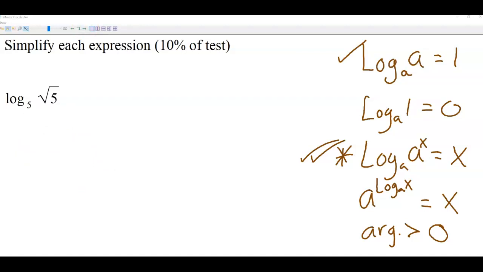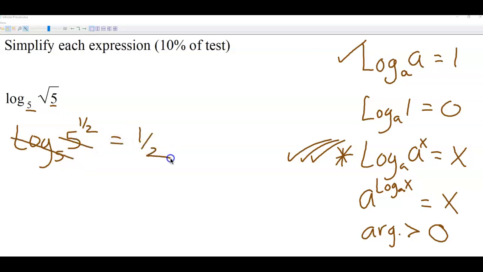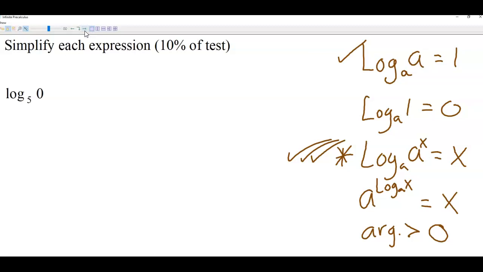Here's another one. On this one, the bases match, but we don't like that square root there. And the way that we deal with square roots is we change square roots into half powers. And then once again, revisiting that rule for yet a 4th time, we find out the answer is a half. Let's go ahead and take a look at the next one.